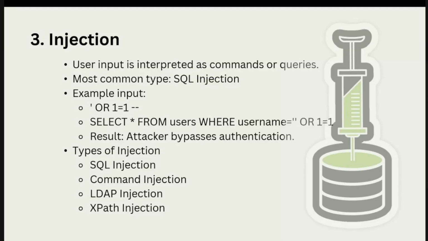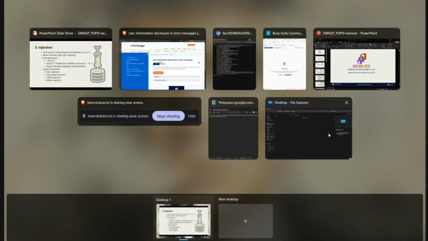And the third vulnerability is injection. In the OWASP Top 10 2021, user input is interpreted as a command or query. The injection mainly focuses on input fields connected to the database, like commands, login pages, maybe filters, and the most common injection is SQL injection. In the example input, you can see the payload used in the login page to bypass authentication. Types of injections are SQL injection, command injection, LDAP injection, XPath injection. Let's move to the lab.